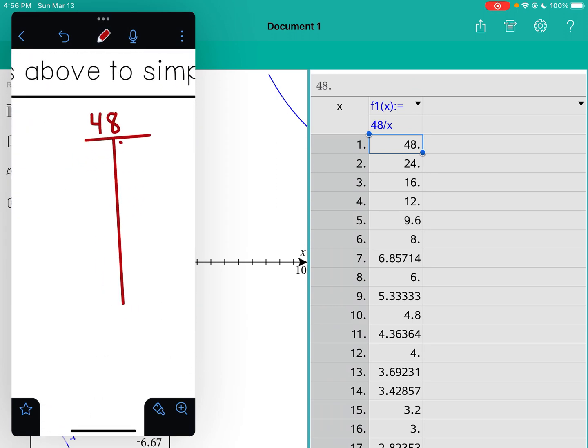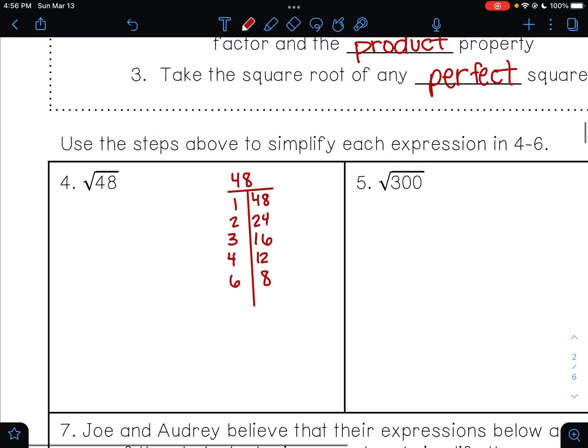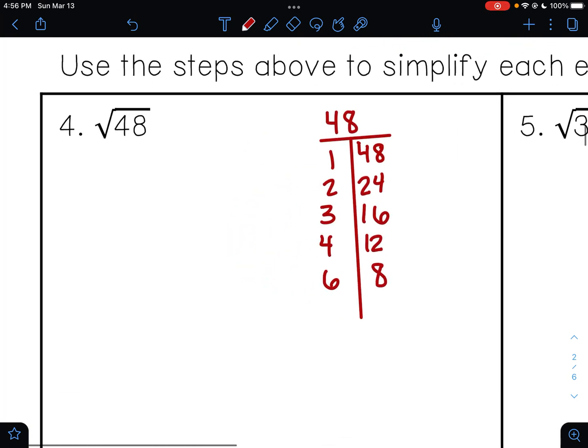Okay, so we have 1 and 48, 2 and 24, 3 and 16, 4 and 12, and then 6 and 8. So going back to our notes, most of us would see 4, and yes, 4 is a perfect square, but we want the largest perfect square, and the largest perfect square we have is 16. So we're going to use 16. If we use 4, we would not have simplified it all the way, and our answer would not be correct.